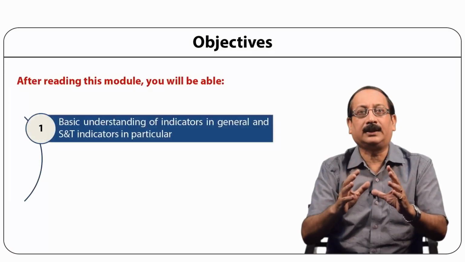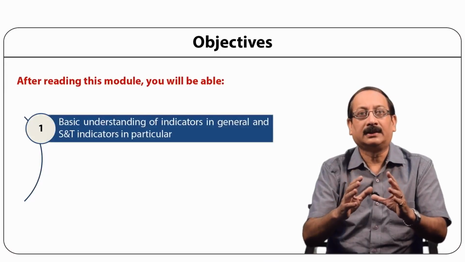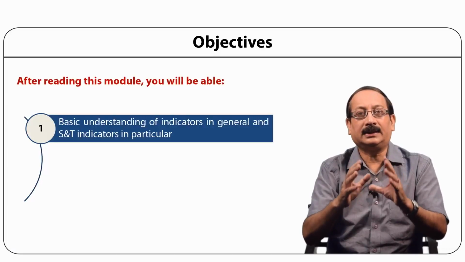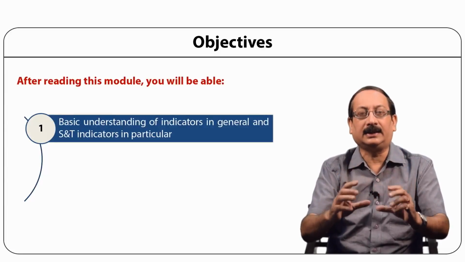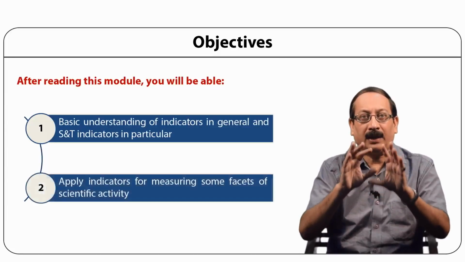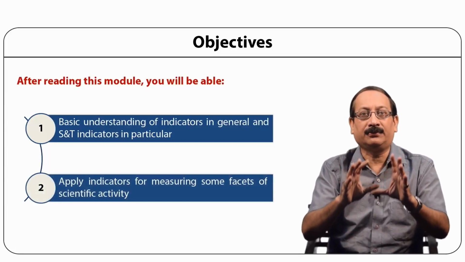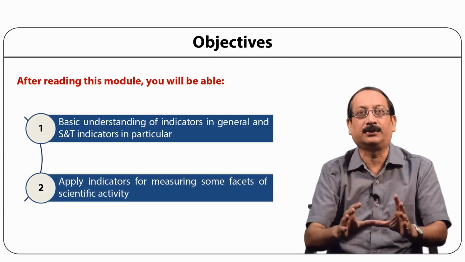The basic objective would be to understand indicators in general and S&T indicators in particular, and apply indicators for measuring some facets of scientific activity.